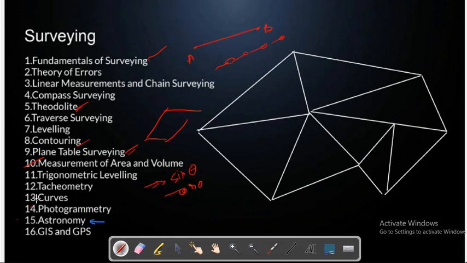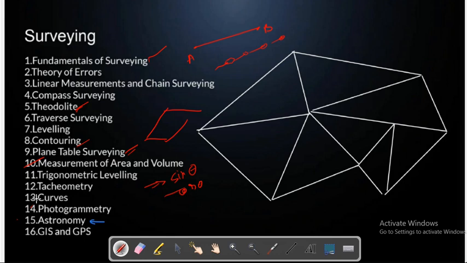Next, photogrammetry. Photogrammetry means with the help of aerial photographs, taken from an aeroplane, we can measure a large distance, or we can take a snapshot of a large area, and with the help of that snapshot we are able to determine the area of that field, etc.